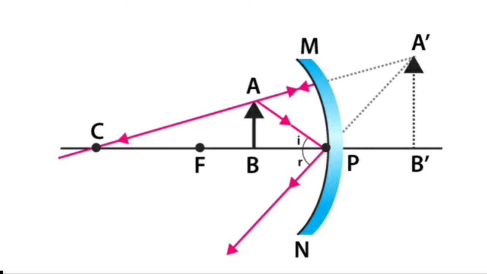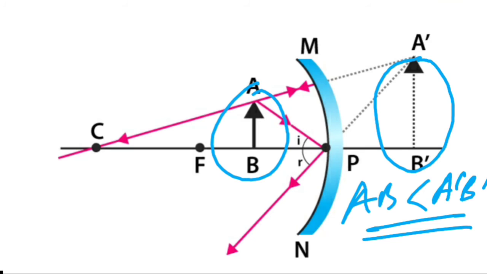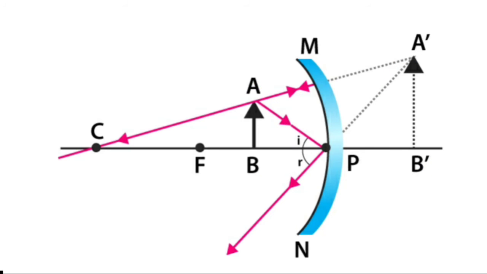And also if you look at the size, it is enlarged, okay, enlarged means bigger as compared to the object. AB is less as compared to A dash B dash. So these are the characteristics of image formed by concave mirror. Now next one is convex mirror.